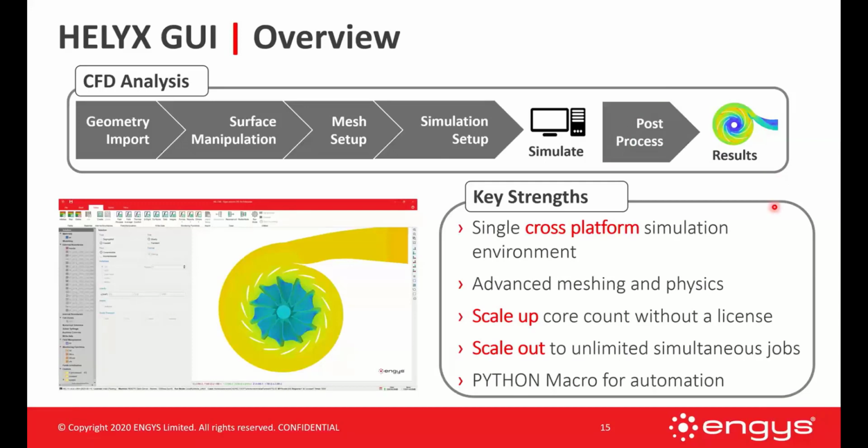Some of the key strengths of HELYX are that it's a single cross-platform simulation environment. Cross-platform meaning it works on Linux, it works on Windows. It also has advanced meshing and physics incorporated into it. And because everything behind the GUI in terms of solvers, applications, and meshing is open source, scale up in core count can be done without license limitations. So there's no parallel licensing with the applications in the background. For the same reason, scale out to unlimited simultaneous jobs doesn't require any parallel licensing.